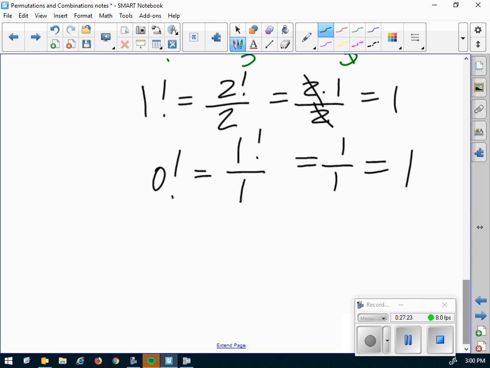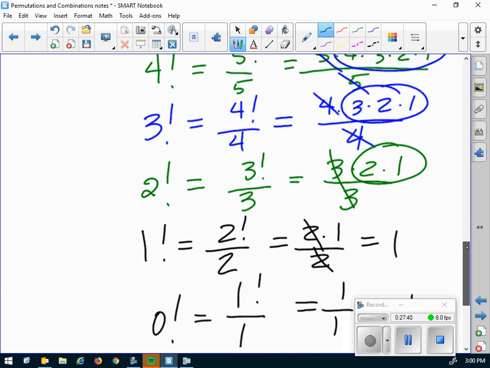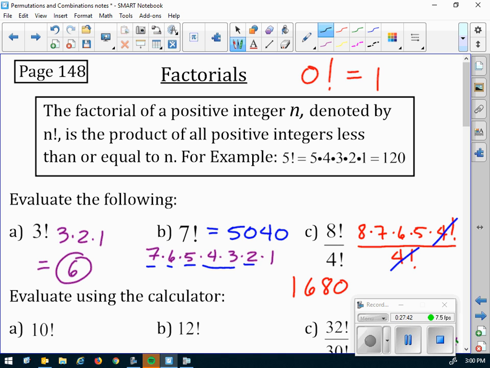Huh? Yes, yes. 0 factorial and 1 factorial are the same thing. I think that's kind of cool. So, at the top of your paper, please write this.